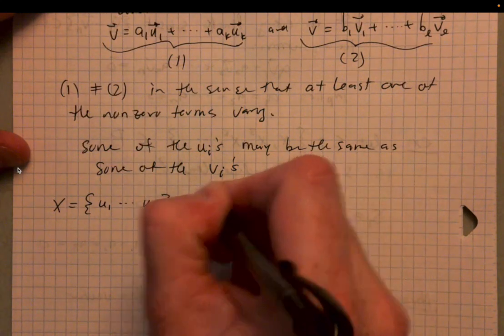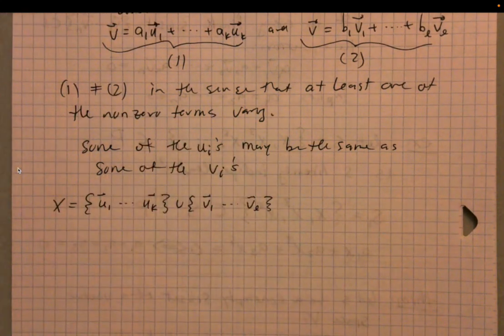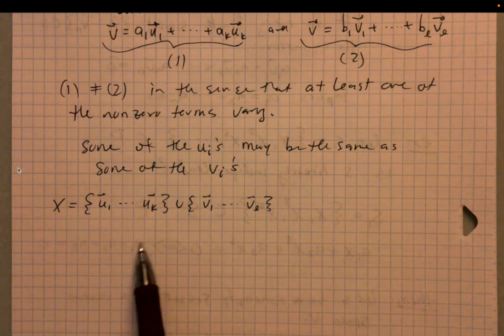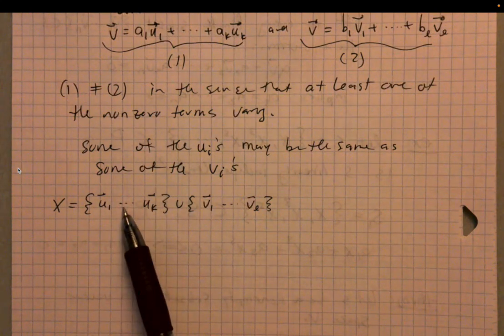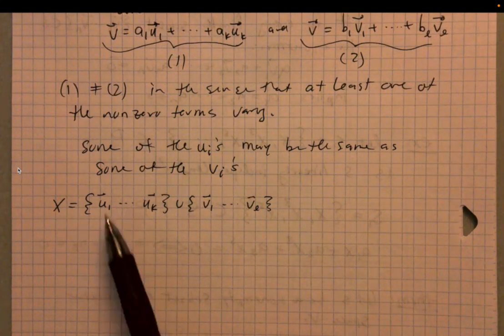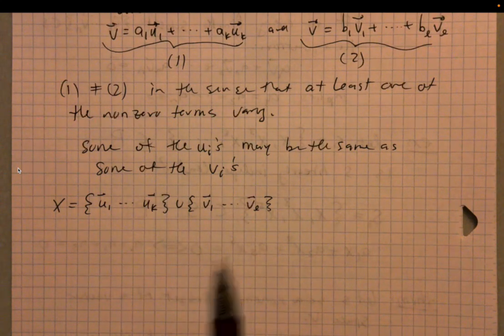Remember, these are vectors, and so this is also going to be some subset of S. So X is a subset of S. We're going to let X equal this union. Inside this union, some of these will be the same. Maybe it's possible that U1 and V1 turn out to be the same vector, and maybe U5 and V11 are actually the same vector.